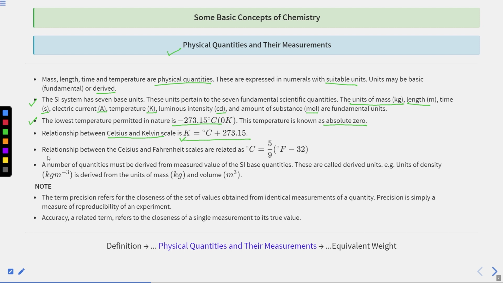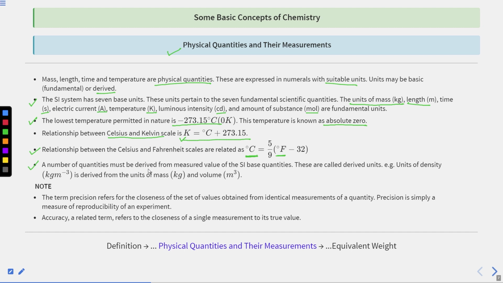The relationship between the Celsius and Fahrenheit scales is: degree Celsius will be equal to 5/9 multiplied by (degree Fahrenheit minus 32). Okay, so this is the relationship between the Celsius and Fahrenheit scales. This will be the temperature in degree Celsius. This will be the temperature in degree Fahrenheit.